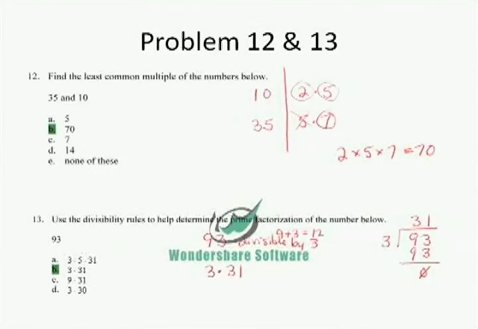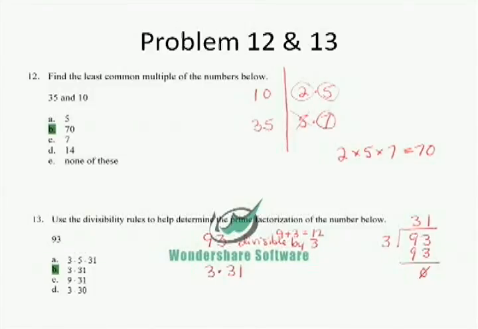The 35 times table, which I know you probably don't have memorized, but just follow along with me for a second. 35 times 1 is 35. 35 times 2 is 70. Whoa, hold on a second now. Let's stop right there. There's your least common multiple for those two numbers, 70.